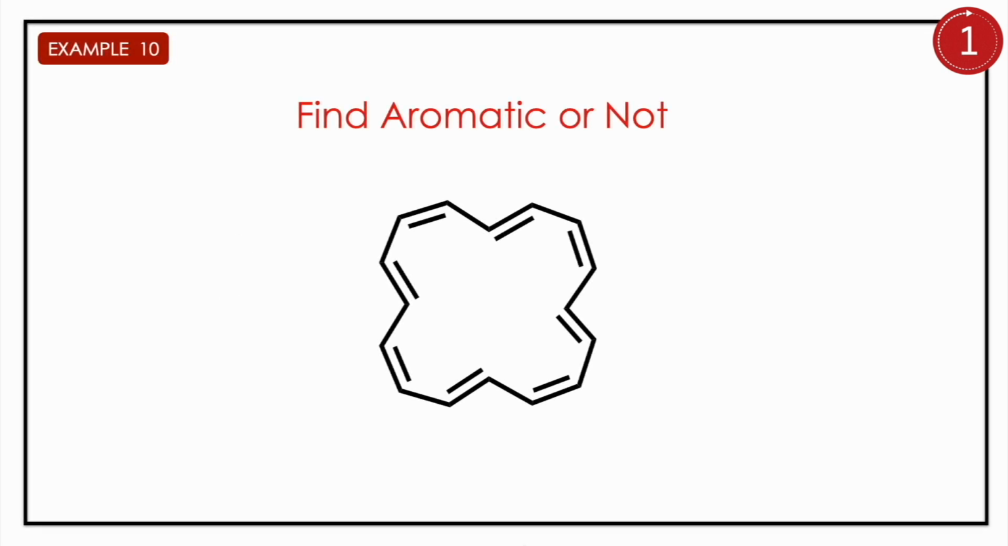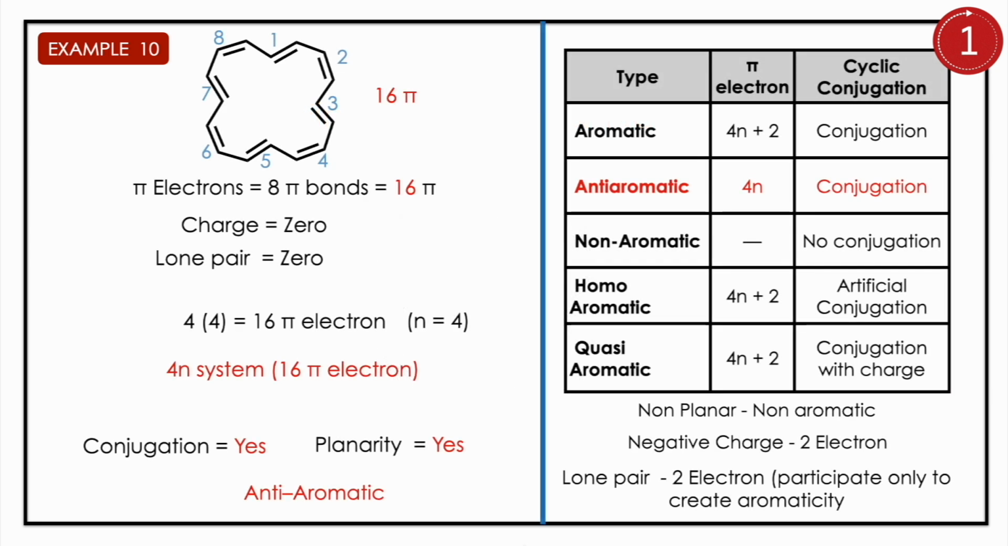Then the next example, here they given macrocyclic system. It is an annulene with 16 carbons with double bonds. You should find whether the given compound is aromatic or not. We analyze the aromaticity by counting the pi electrons. So totally 8 pi bonds are there, so 16 pi electrons. No charge is there, no lone pair is there. So totally 16 pi electrons.